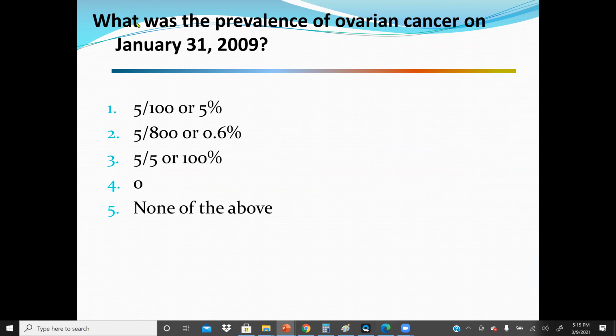So now the question is, what was the prevalence of ovarian cancer on January 31st, 2009? They gave us 3 answers here. We divide 5 by 100 or 5%, 5 by 800 or 0.6%, 5 by 5 or 100%, or none of the above. First of all, we have to look at the question if we have a population. Since we don't have a population, we say the answer is 0. There was no population.